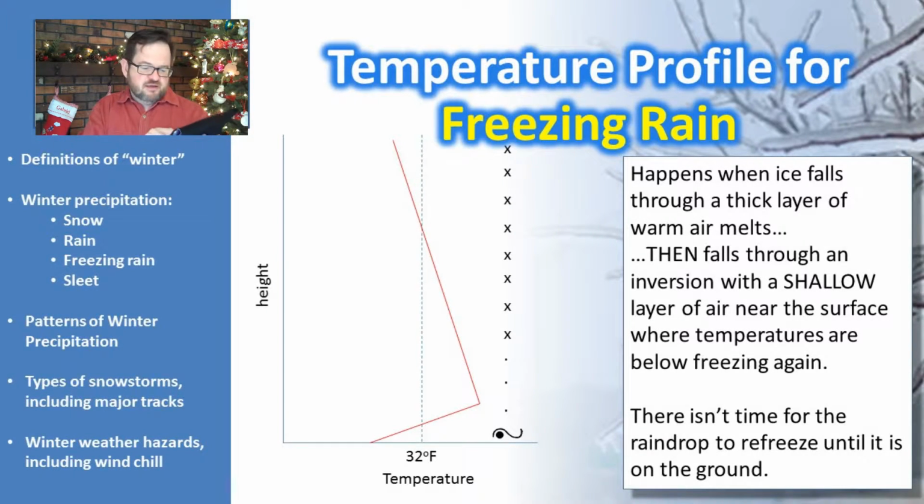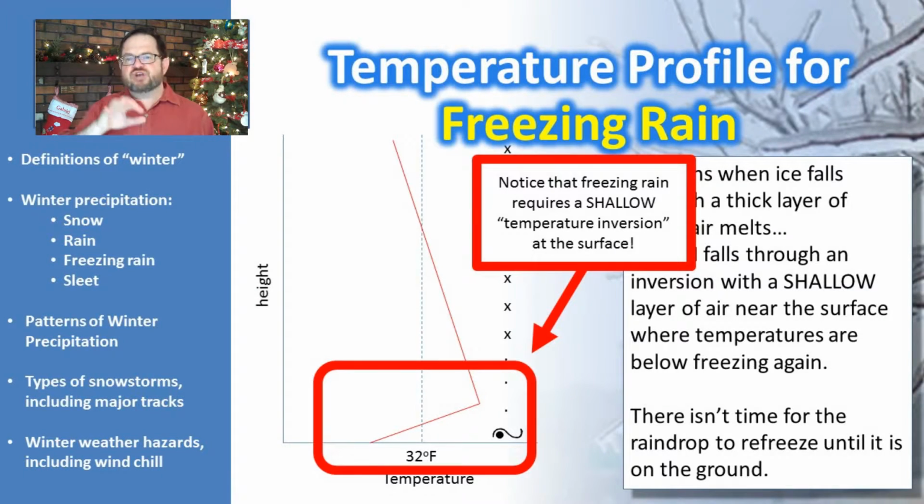It didn't have time. There might only be a few tens of meters thick, that layer near the surface where the temperatures are below freezing. Well, the raindrop crossed that in a few seconds. It didn't have time to freeze as it fell through that shallow, cold layer. But once it's on the ground and there's a little bit of time, it can freeze. So there isn't time for the droplet to refreeze as it passes through that cold layer, but once it's on the ground, it takes another 10 seconds or something before it freezes on.